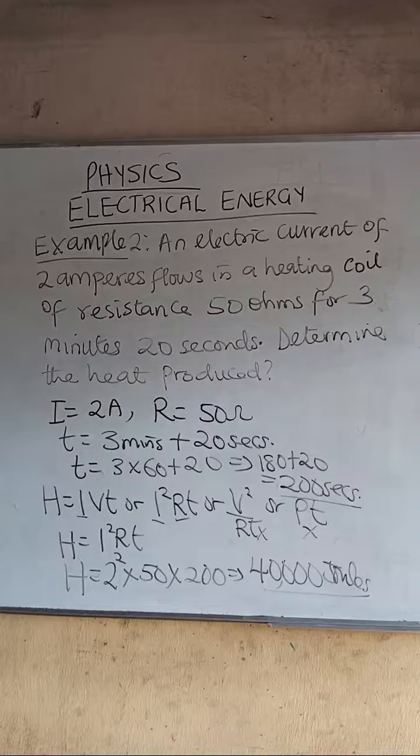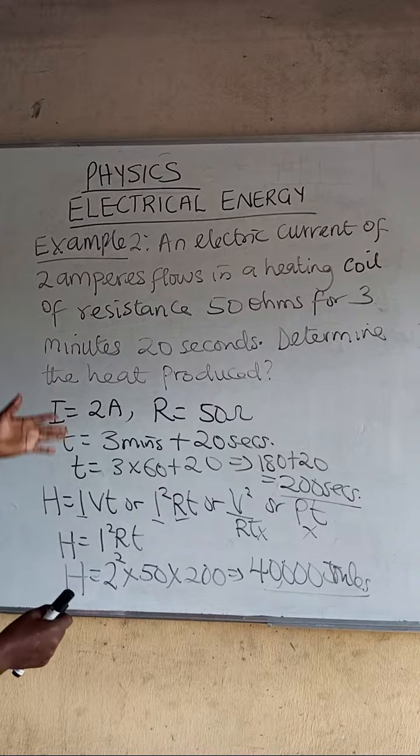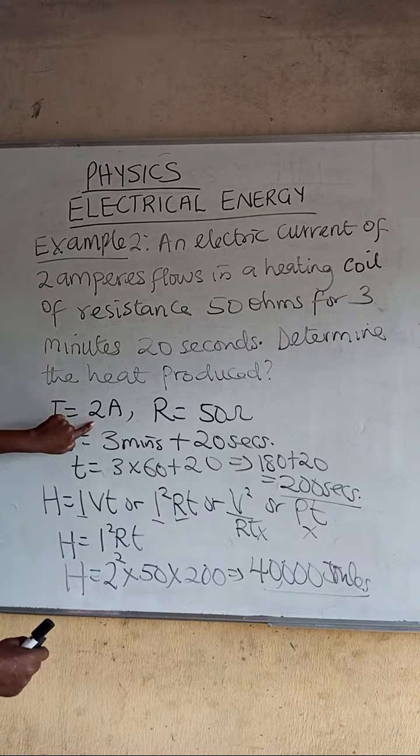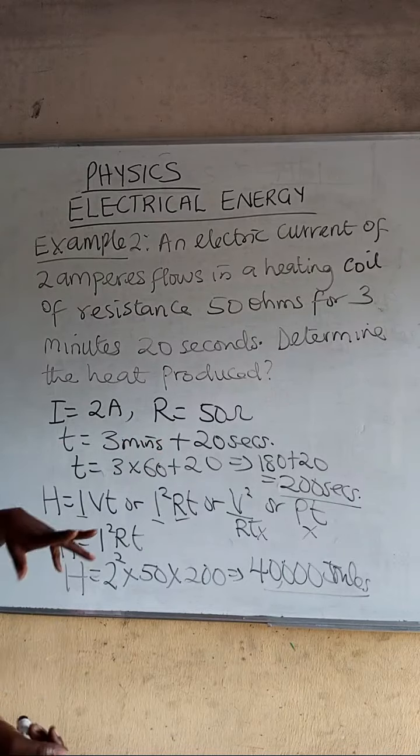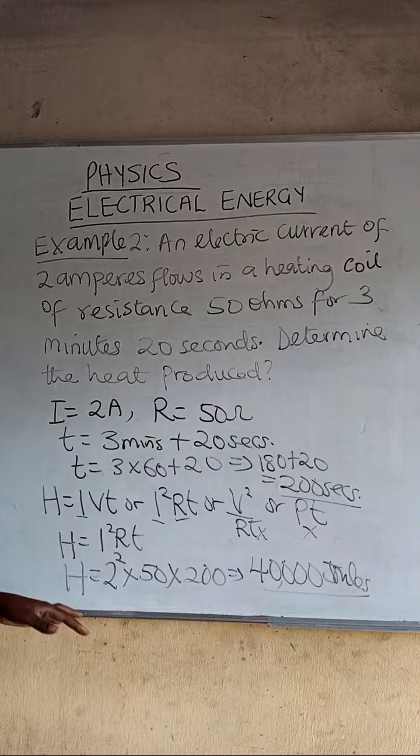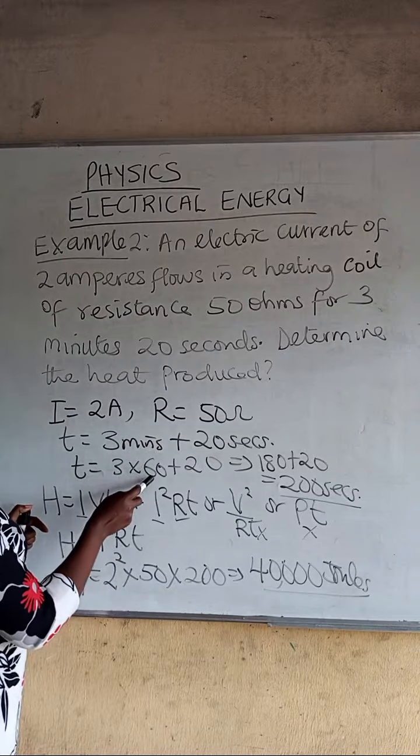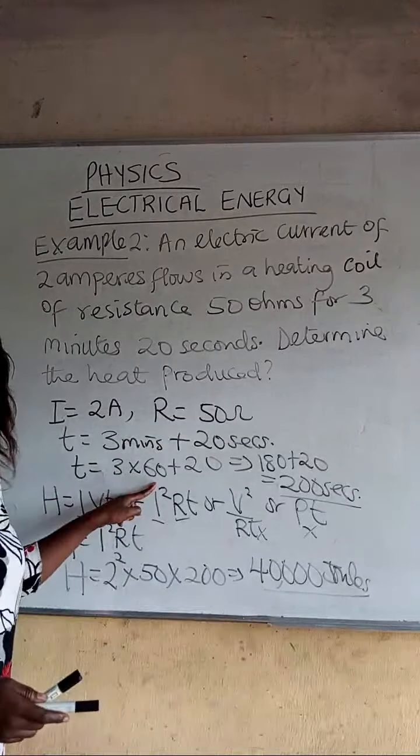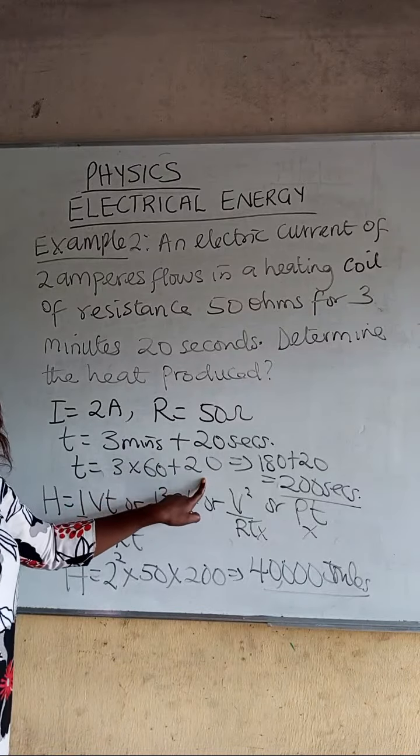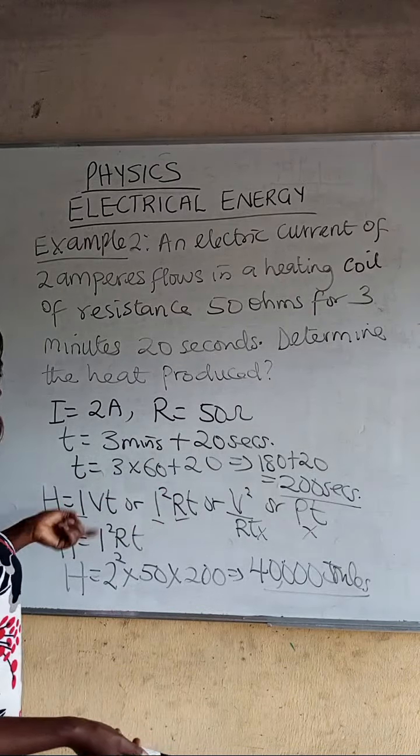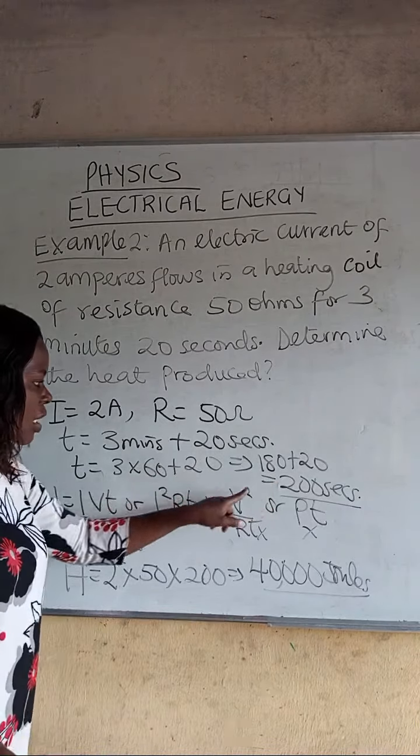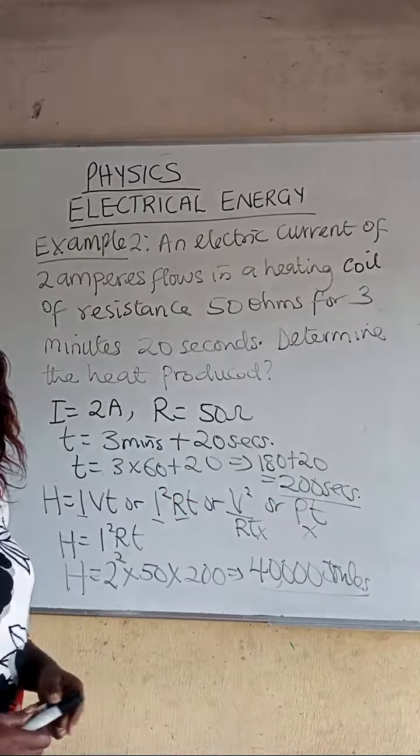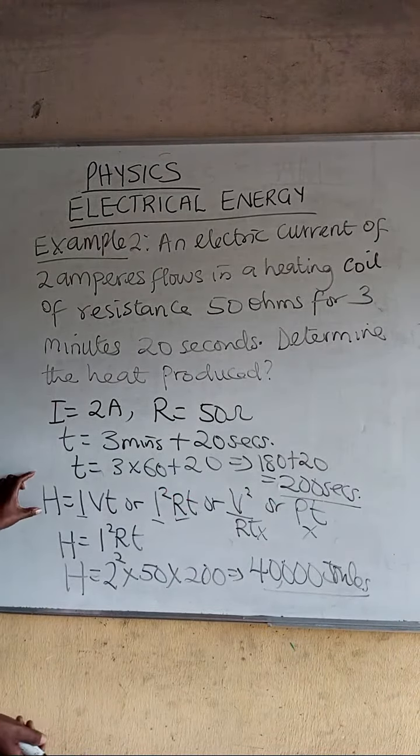I said we are given a current of 2 amperes, resistance of 50 ohms, then the time of 3 minutes 20 seconds. What you need to do is convert these 3 minutes to seconds, then add these seconds, because your time must be in seconds. So we say 3 times 60, that is 180, plus this 20 seconds to give 200 seconds, right?